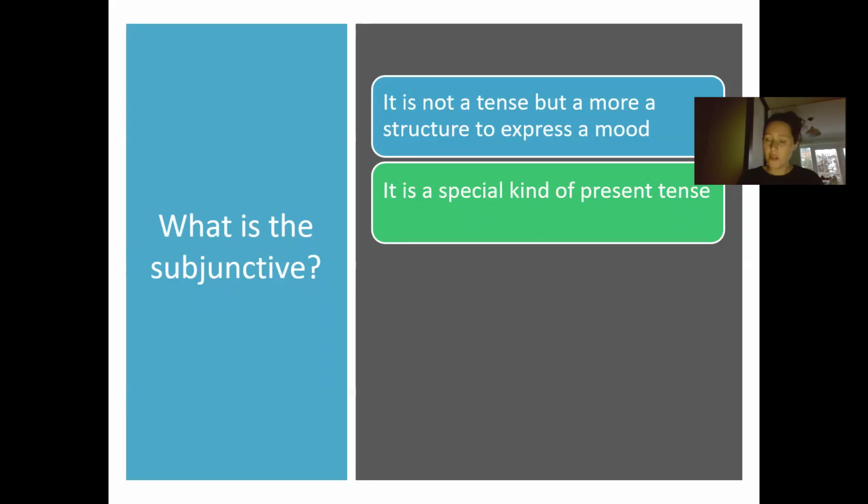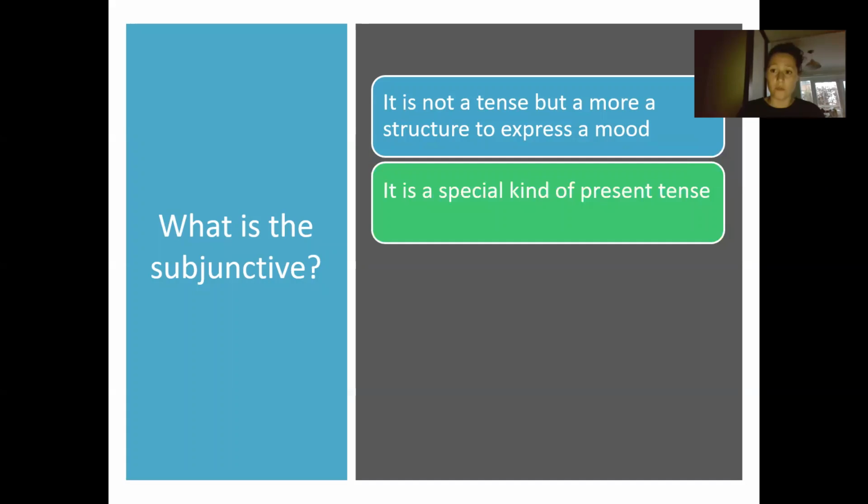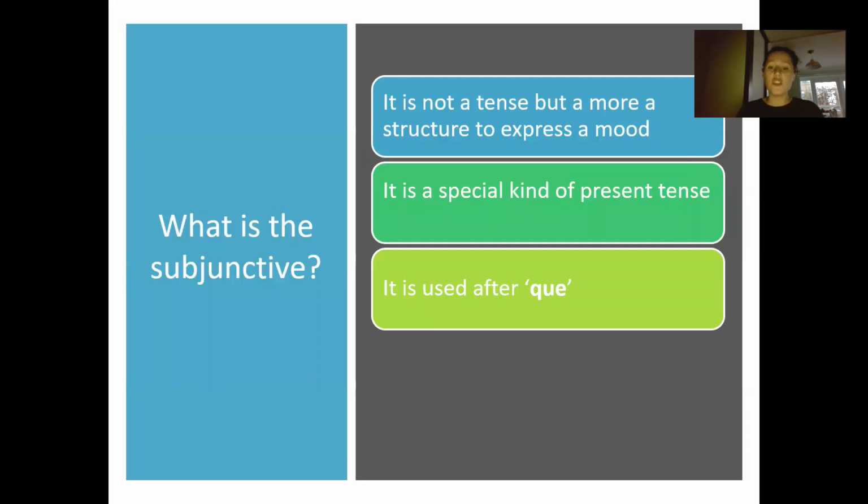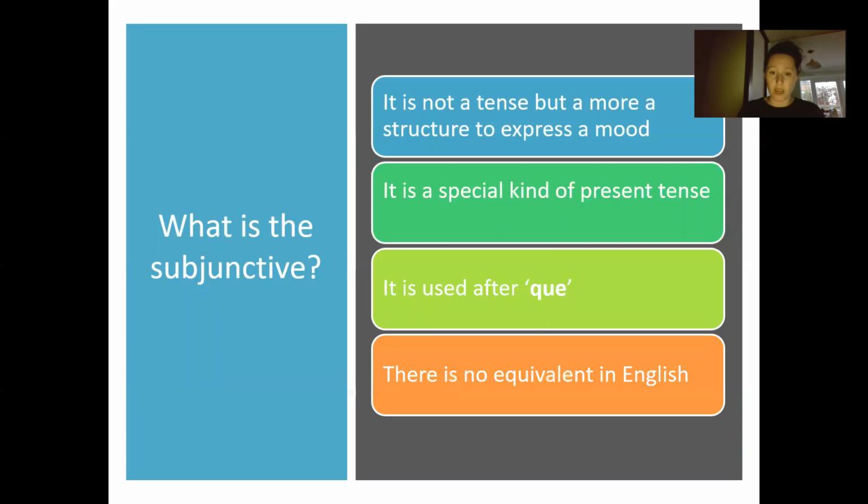So it's a special kind of present tense. We'll have a look at those verb forms that will remind you of some forms that you already know for the present tense. And it's used after structures that contain that little que there. And remember, there's no equivalent in English, so that's not something you would be able to transfer from English. That's actually quite specific to the French language.